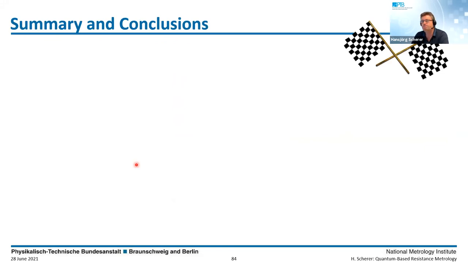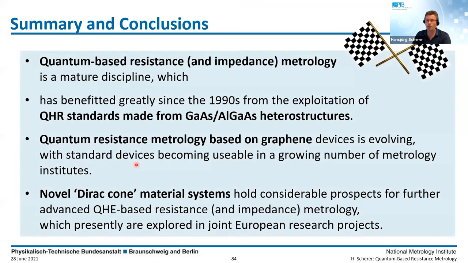Now I'm really at the end. You see the target flags here. I want to shortly summarize. I hope I could show you that quantum-based resistance and impedance metrology is a mature discipline which has benefited greatly since the 1990s from the exploitation of quantum Hall resistance standards made from gallium arsenide heterostructures. Then I mentioned that quantum resistance metrology based on graphene is possible, and in fact it is evolving, with standard devices becoming usable and used in a growing number of metrology institutes worldwide. And novel material systems, the so-called Dirac cone systems, including, of course, topological insulators, hold considerable prospects for further advanced quantum resistance and impedance metrology. They are presently explored in joint European research projects. Now I'm at the end and I'm ready to answer questions. Thank you.